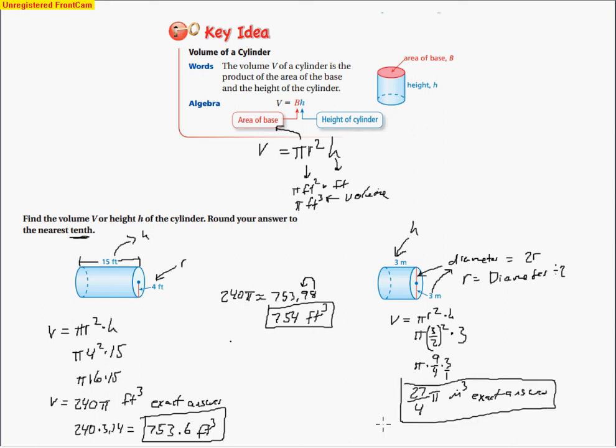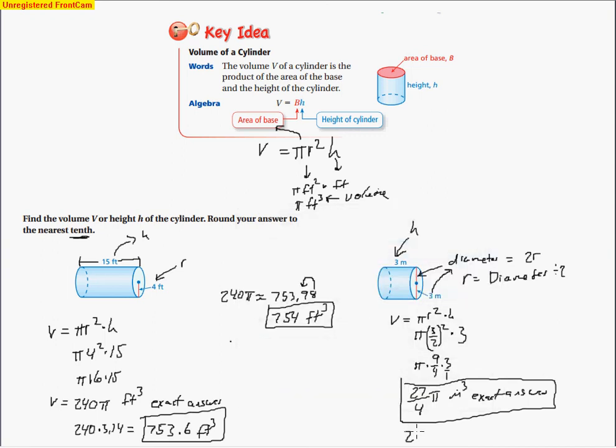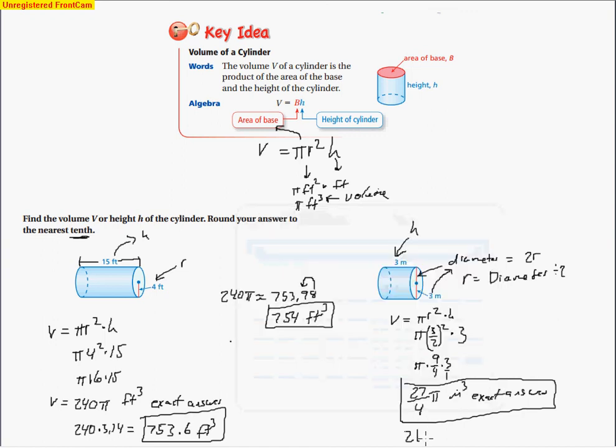So if we went ahead and used the pi button, we'll start off with here. I'll clear this one and do 27 divided by 4. That gives me my 6.75 times pi, and that gives me 21 and 20 hundredths. So that rounds to 21.2 meters cubed. So that's an approximate value.